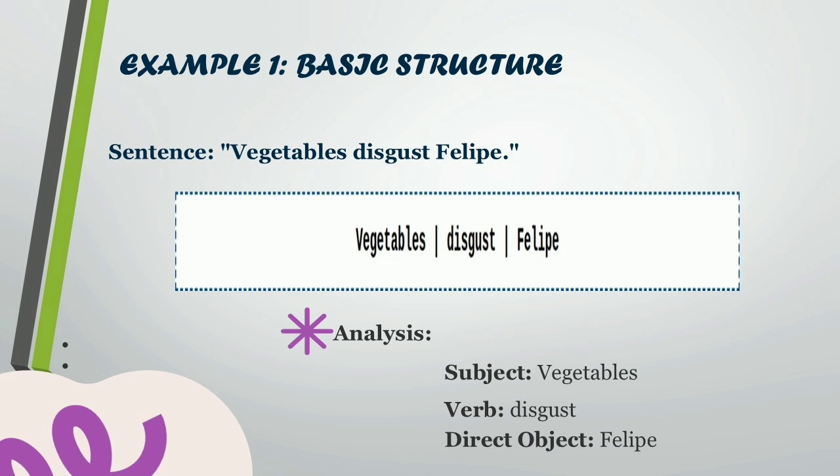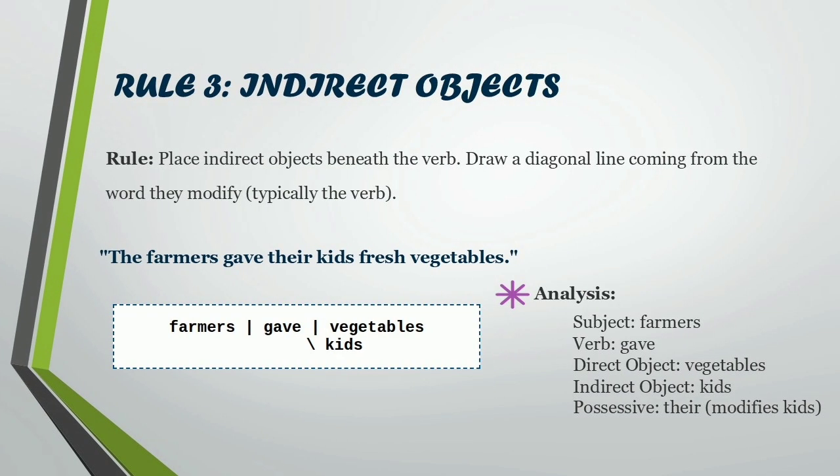Let's look at a concrete example using the sentence "Vegetables disgust Philip." First, identify the components. Vegetables is the noun acting as our subject. Disgust is our active verb, and Philip is the direct object receiving the action. To diagram this, draw a straight baseline. Write vegetables, then draw a vertical line slicing completely through the baseline. Then write disgust. Next, draw a vertical line that stops right at the baseline and write Philip. You have successfully drawn a basic sentence structure.